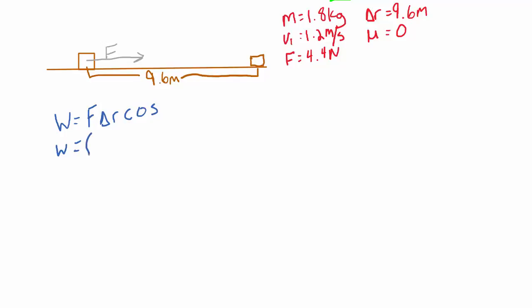So the force would be 4.4 newtons times the change in distance, which is 9.6 meters. And the cosine is going to be 0, but we can add it anyway. And cosine of 0 is 1.